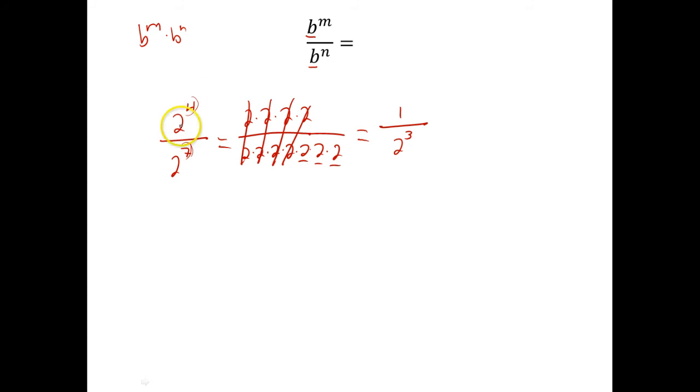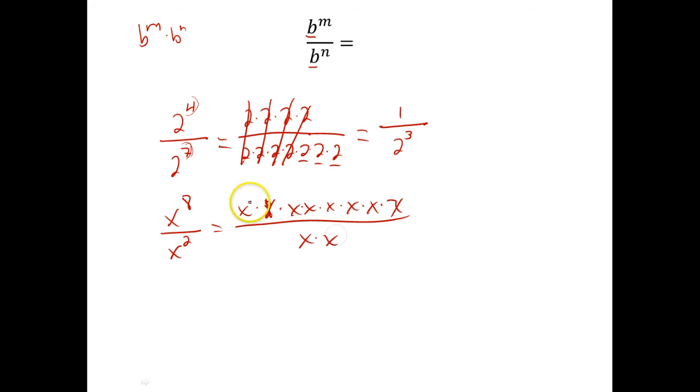And let's see if we can try that with a little bit different something. Let's try x to the 8th divided by x squared. So that would have 8 x's on top: 1, 2, 3, 4, 5, 6, 7, 8. And on the bottom, we would have just 2 x's. So 2 of those are going to cancel.